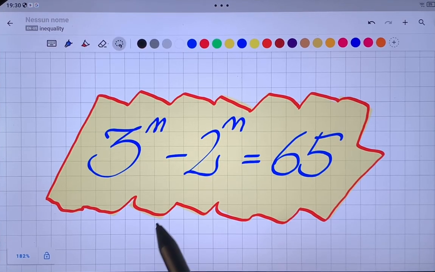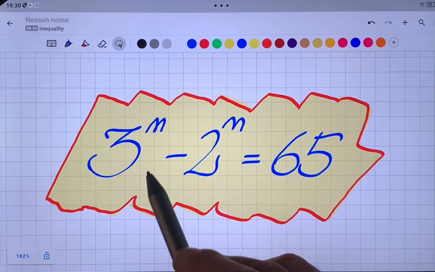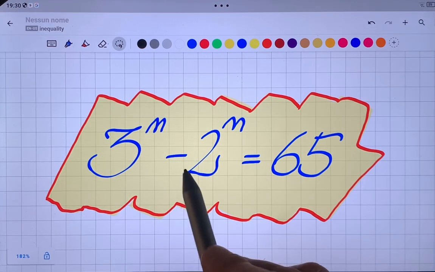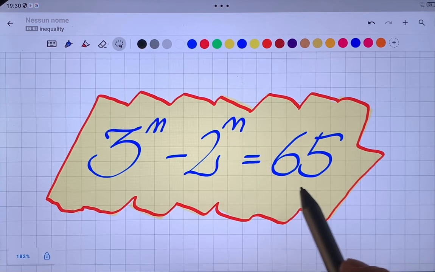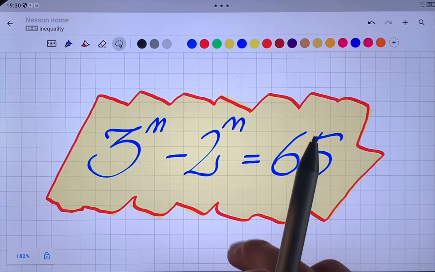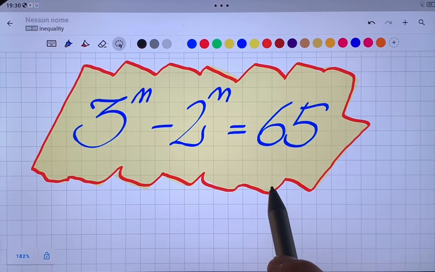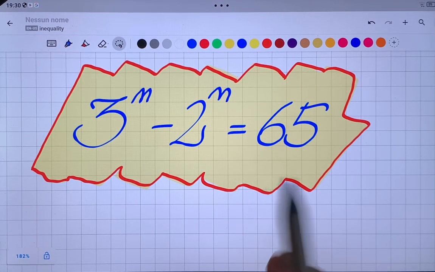Hi everyone! Today we will solve this interesting equation: 3 to the power of n minus 2 to the power of n is equal to 65. Now, in order to solve this equation, we need to apply two properties of powers.